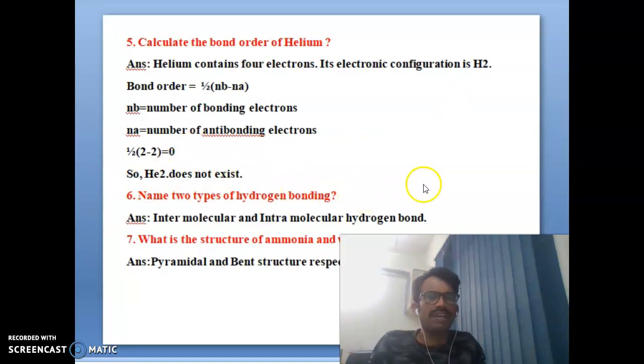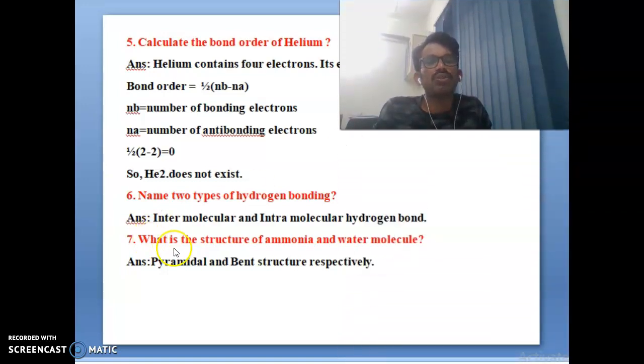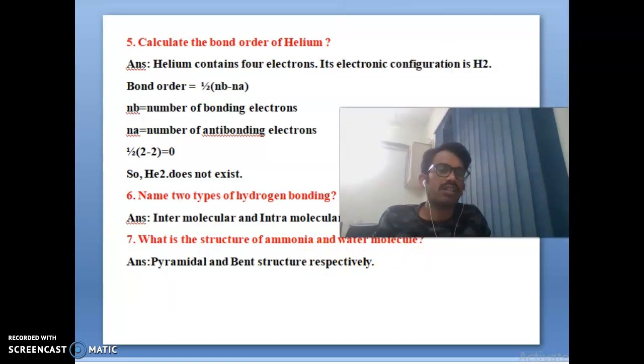Name 2 types of hydrogen bonds. Hydrogen bonds are mainly 2 types: intermolecular hydrogen bond and intramolecular hydrogen bond. And the 7th question, what is the structure of ammonia and water molecules? Ammonia is pyramidal and water is V shape or bent structure respectively.